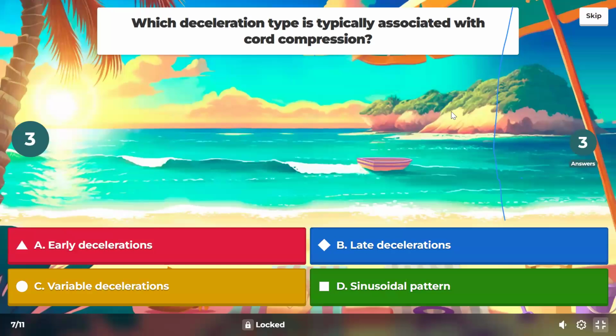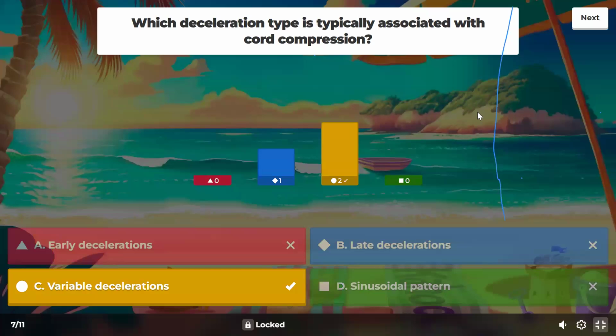Sorry, my connection dropped. Sorry, my bad. My connection dropped for a bit, but we can do it in the next. But the correct answer is actually variable decelerations. Let's just go to the next question. Sorry.